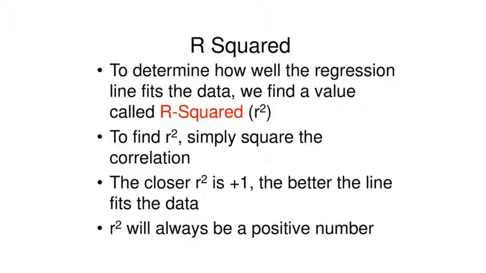To determine how well the regression line fits the data, we find a value called R squared. To find R squared, we simply square the correlation, and the closer R squared is to plus 1, the better the line fits the data. R squared will always be a positive number because we are squaring it. Correlation was from -1 to 1, but because we are squaring it, R squared values will always be positive, from 0 to 1.